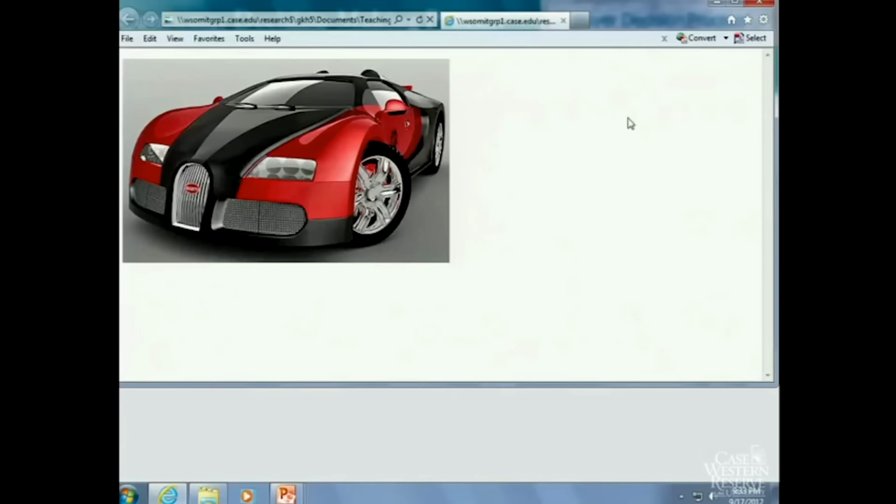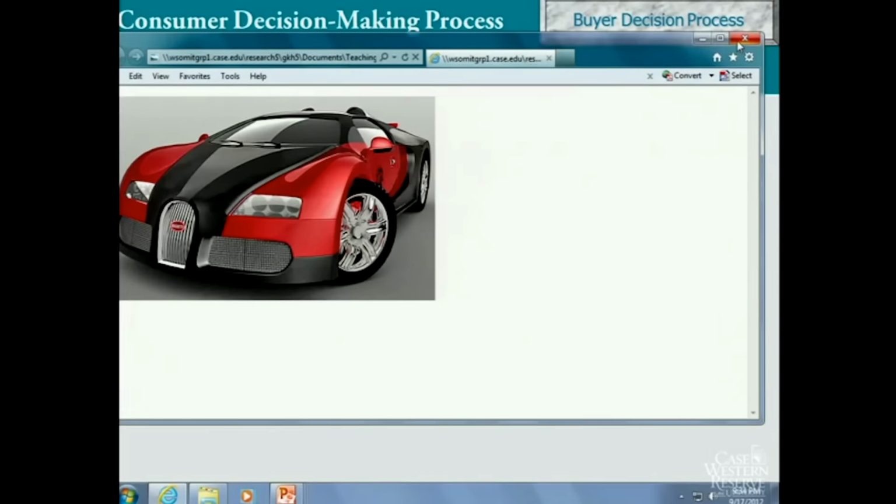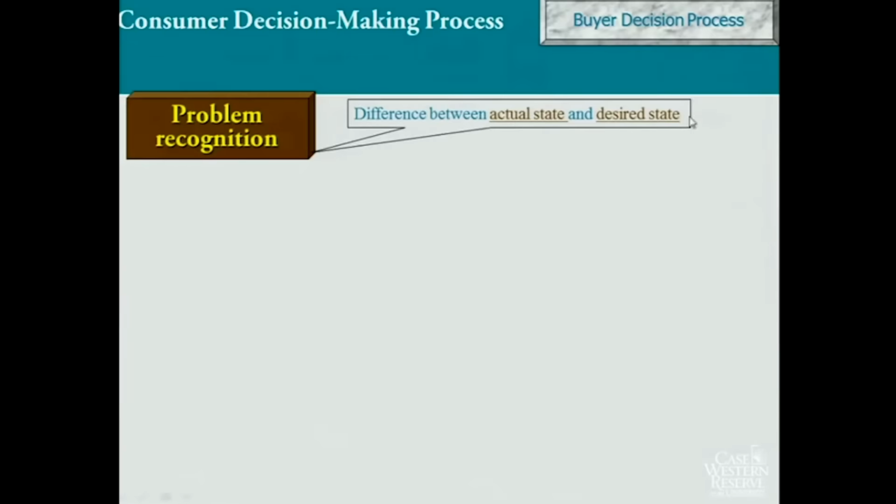But I'm driving this vehicle, and I'm going to pick up dates in that vehicle, right? So that's my actual state. What was my desired state? It's probably something more like that. What is that car? How much does that car cost? 1.7 million. A lot more than I had in college, and a lot more than I have now. This is the Louis Vuitton of automobiles.